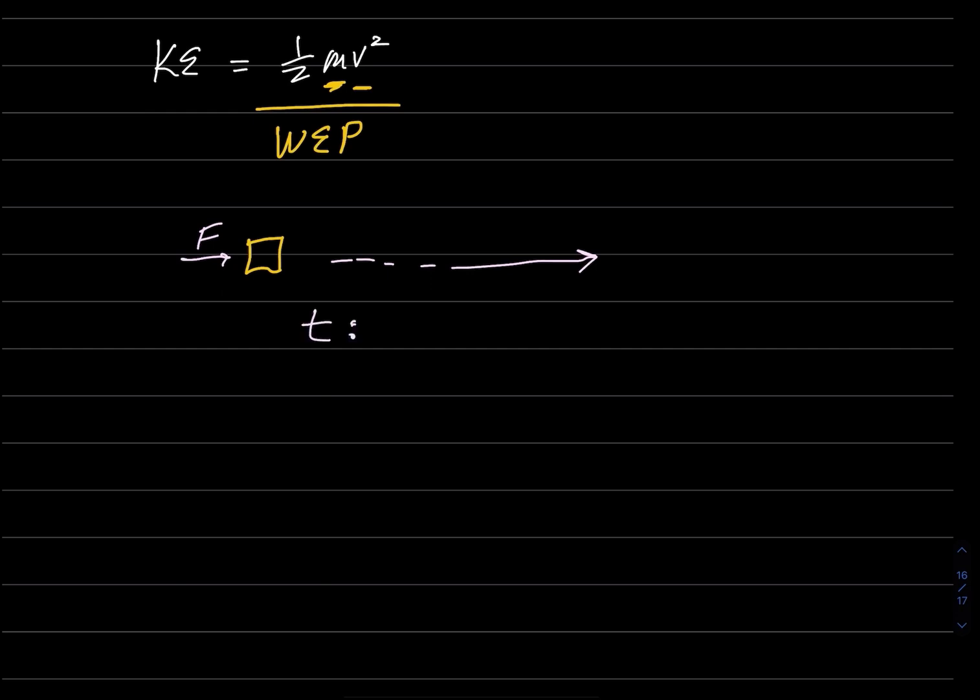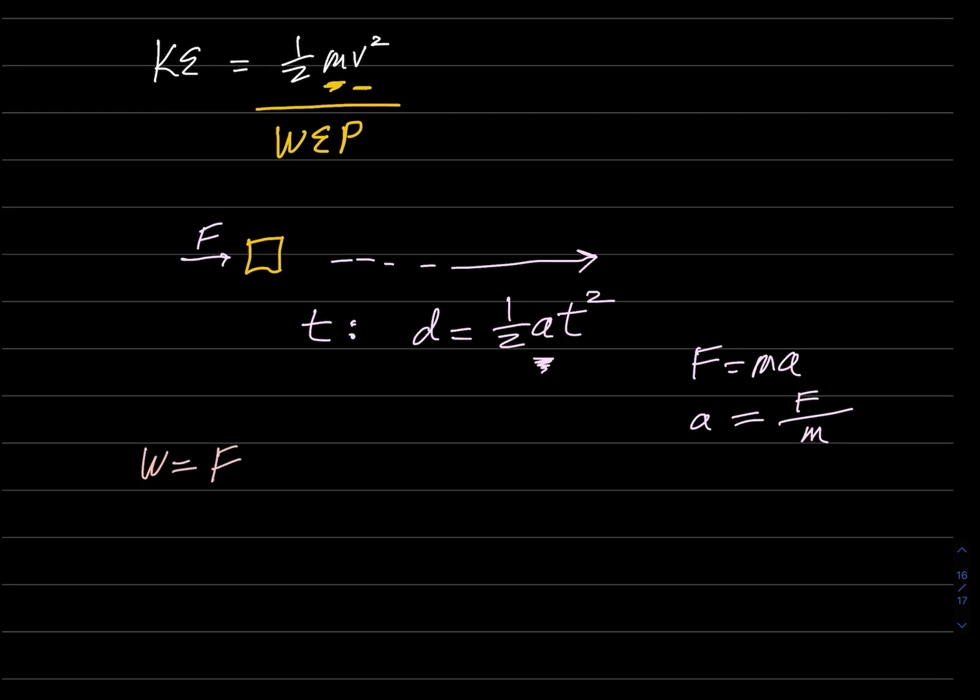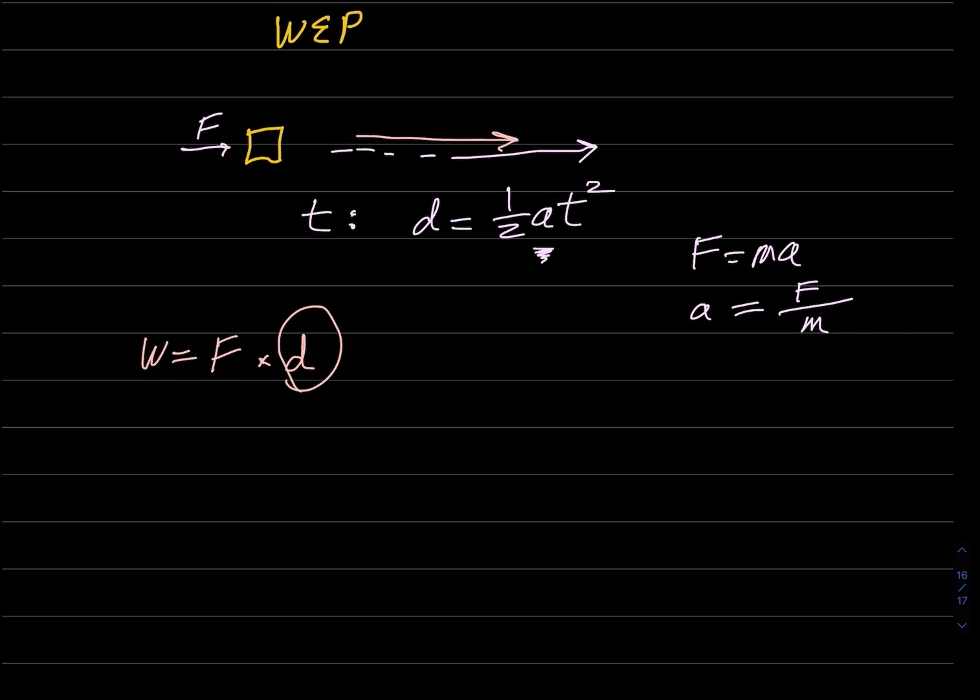In time t, the mass moves a distance of 1/2 a t squared, where its acceleration we know from the force delivered. F equals ma, and the acceleration equals the force divided by the mass. This is all simple stuff that we saw in our very first video. Now, how much work did we deliver to that mass? Well, work equals the applied force times the distance that the object traveled while it was under the influence of the force. And there's no cosine theta here because the displacement direction is the same as the direction of the force.